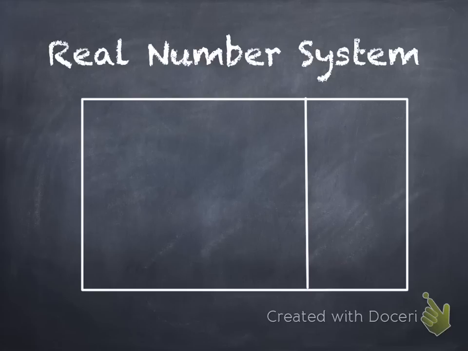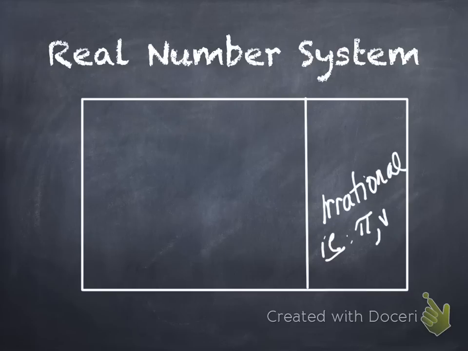So the first thing I want us to put on the right-hand side is our irrational numbers. Our irrational numbers are numbers like pi. Other examples of irrational numbers would be radicals, in particular numbers like square root 2, where there is no definite decimal expansion. It doesn't ever end, it doesn't ever repeat.